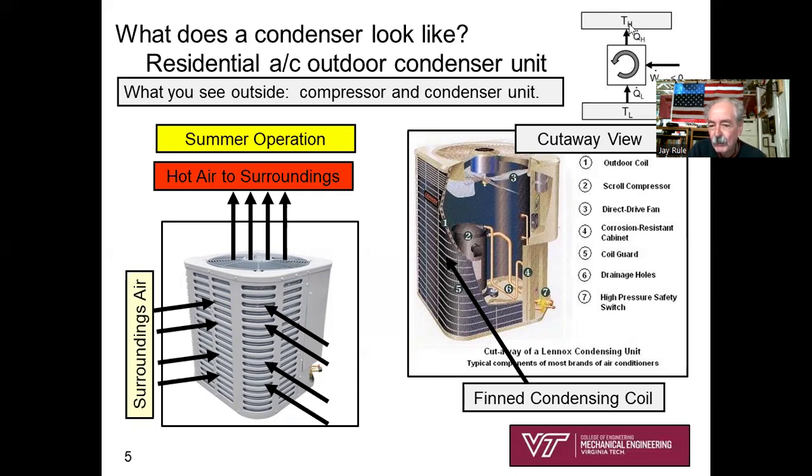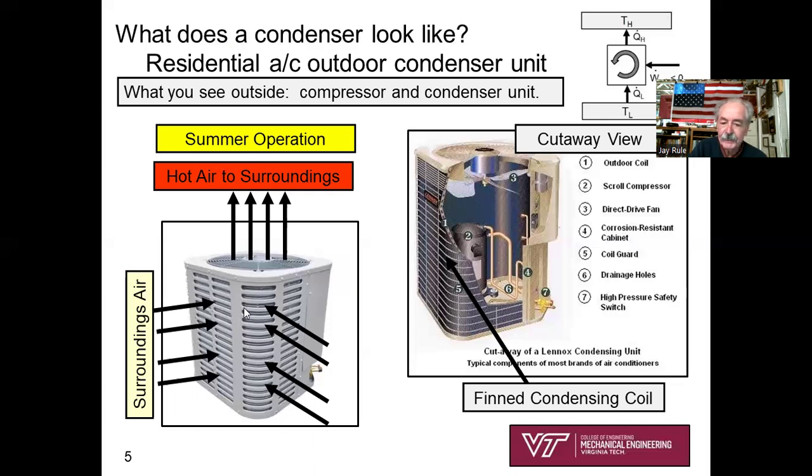Q dot H is going out to TH, or in other words, the high temperature of the surroundings. So this red would represent TH, wouldn't it? So in summer operation, we've got our superheated vapor coming into these coils. Notice the same kind of idea that you've got coils that make sort of a basket. So when you're looking at this unit, the condenser coils are sort of on the outside, but they're also fitted with fins, heat transfer fins, typically made out of aluminum, to enhance the heat transfer.